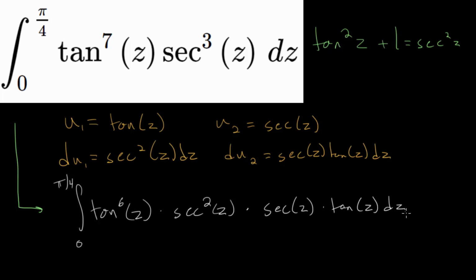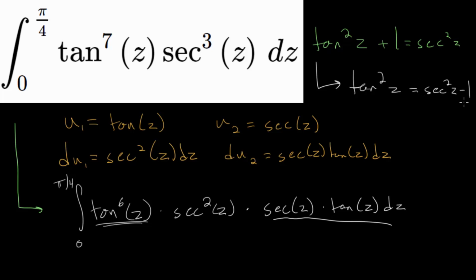Again, the entire purpose of this is that now we have the derivative of the secant. So if we can put the rest of these terms all related to the secant, then we can just set u equal to the secant of z and put everything in terms of u. Let's now focus on this tangent of z to the 6th power. We can rewrite it using this identity here. If we solve this for the tangent squared of z, this will be the secant squared of z minus 1. And we can rewrite this as the tangent squared of z to the 3rd power.